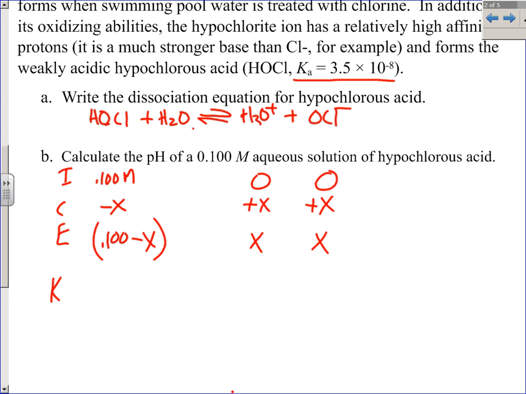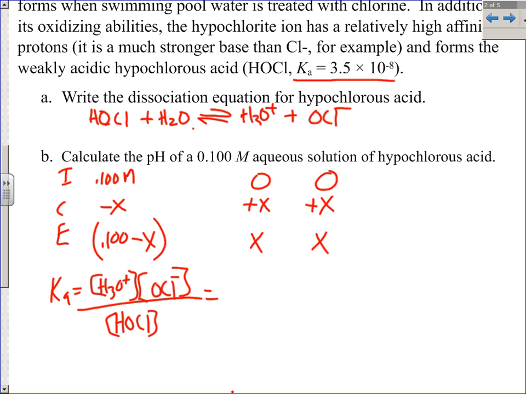Next thing we always do is we set up our equilibrium expression, which in this case would be H3O plus on top times OCl minus. And remember, do not forget to write this equilibrium expression when you're doing this on the AP test, because this is always going to be worth a point. So get in the habit of always writing it down. So that would be my Ka expression for this reaction.